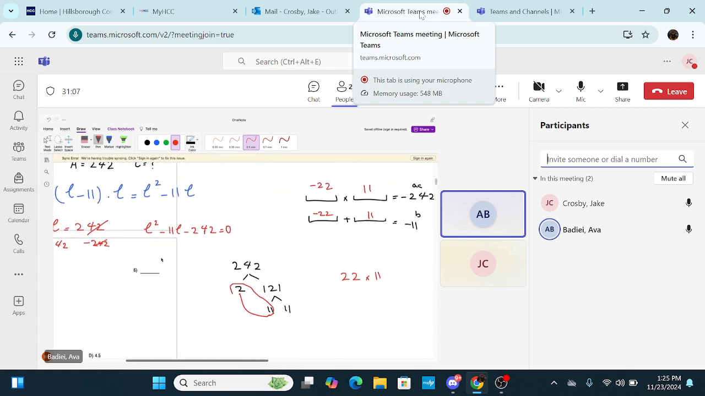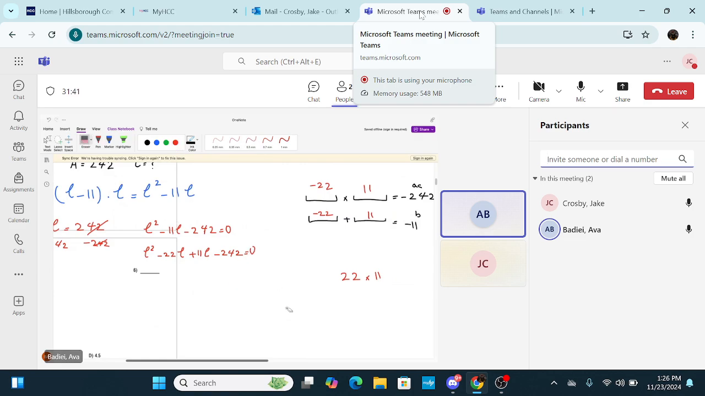All right, so how can I use these two numbers? You can write L squared minus 22L plus 11L minus 242 equals 0. Yep.